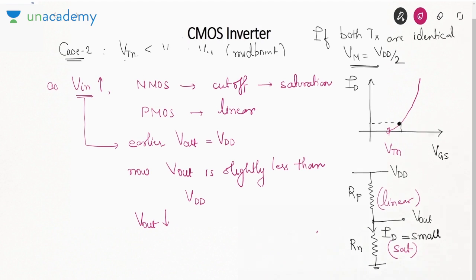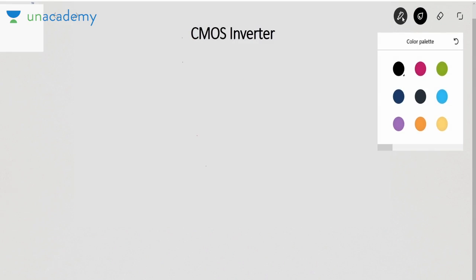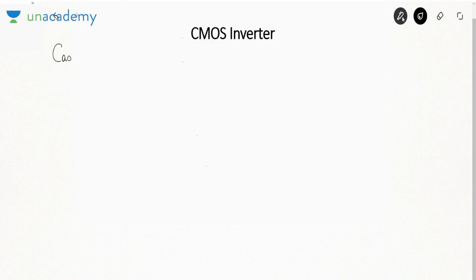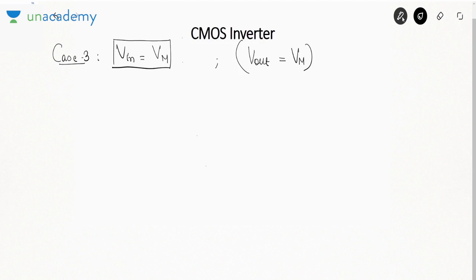Okay. So let us move on to the third case. In the third case, what I will take is that input voltage is equal to the midpoint voltage. The special thing about the midpoint voltage is that when input voltage is at the midpoint voltage, the Vout is also at the midpoint voltage. This is a transition point. It is also called the switching threshold.